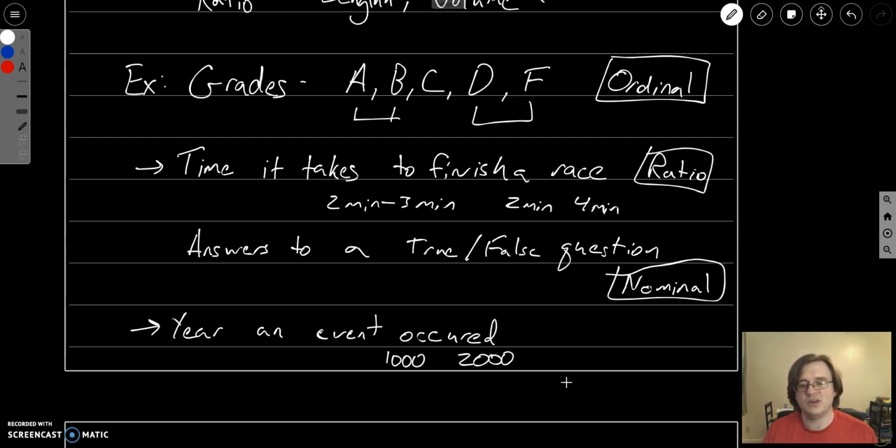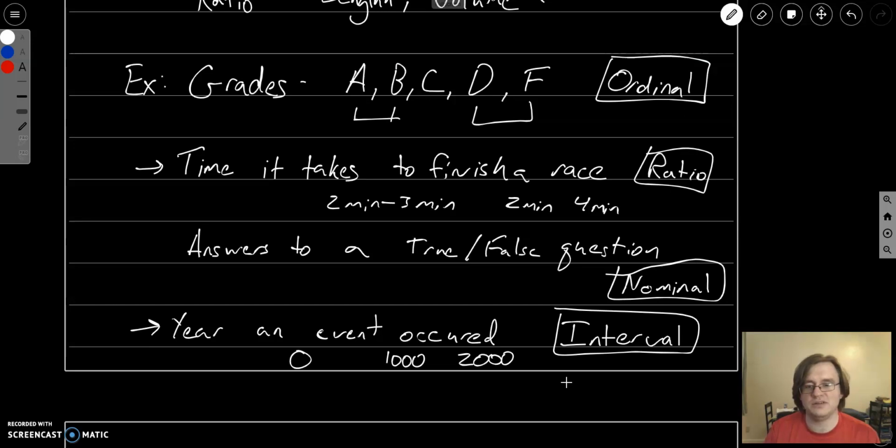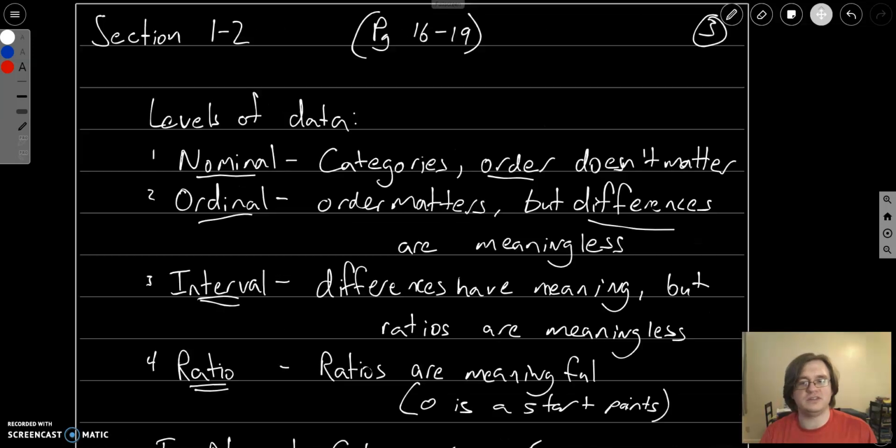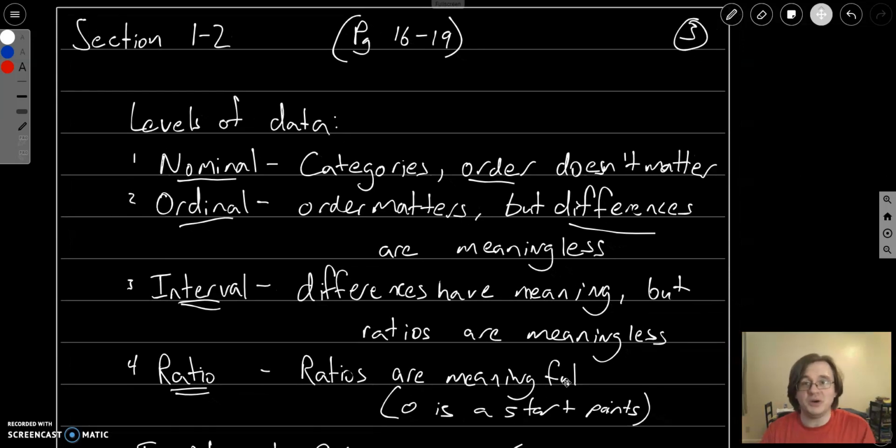Another thing to think about, was 0 the starting year? No, we have historical documents from before 0. The Earth was around longer than that. So 0 here, while it has a meaning, it's not the starting point. And because it's not the starting point, this is going to be at the interval level. Again, we can order years, so it's clearly going to be at least ordinal. But the difference between, say, 0 and 1000, and the difference between 1000 and 2000 means the same thing. Differences have a meaning, so this is going to be at the interval level. I think that of everything that we've done so far, this is maybe the trickiest, so please let me know if you have questions.